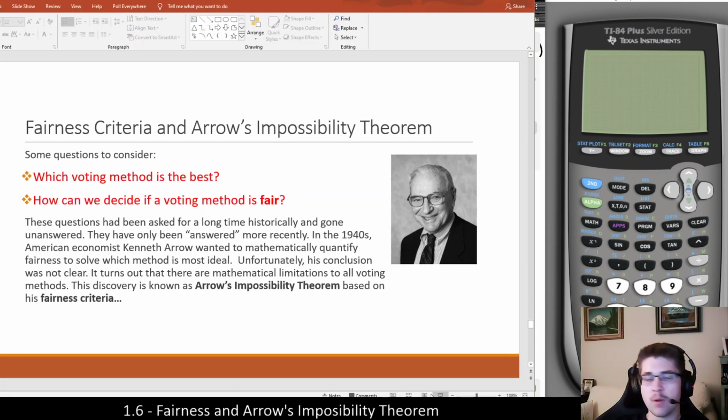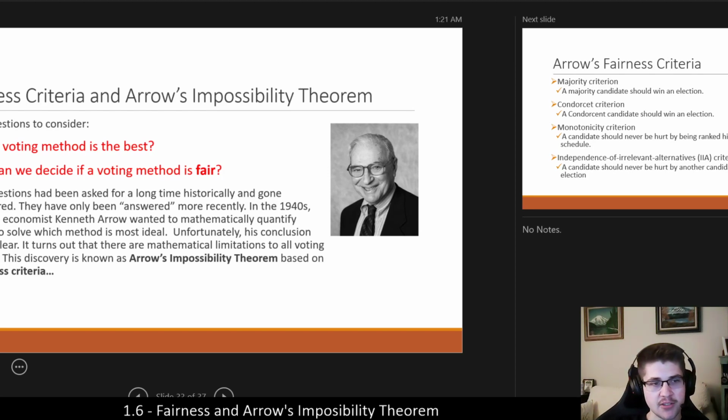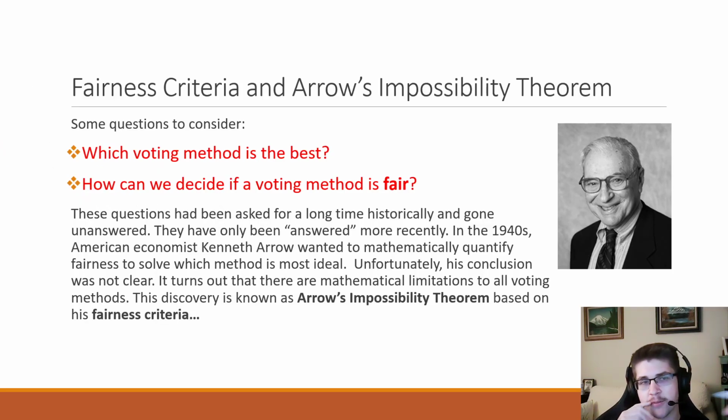And this is exactly a good introduction into the last section of the book, which is 1.6, titled Fairness Criteria and Arrow's Impossibility Theorem. And this is a question that Dr. Kenneth Arrow sought to solve, and he did actually, well, in a way, he solved it in the 1940s. But he wanted to know essentially which voting method is best, which ones are most fair, and if they aren't fair, can we devise a new method that is better than all of these methods that people use, so we can figure out the outcome in a more sensible way.